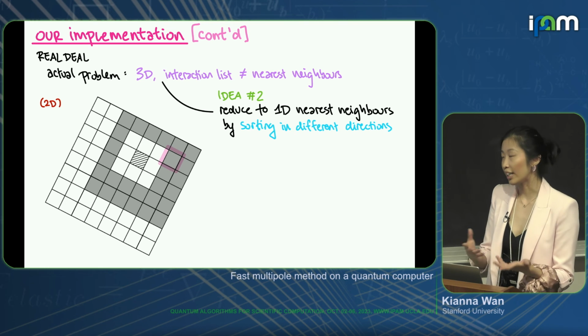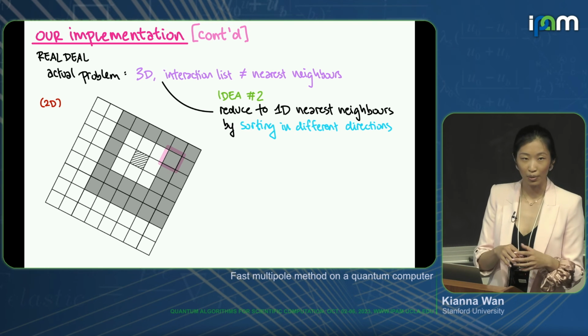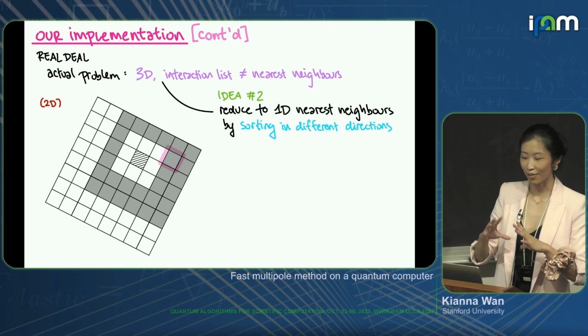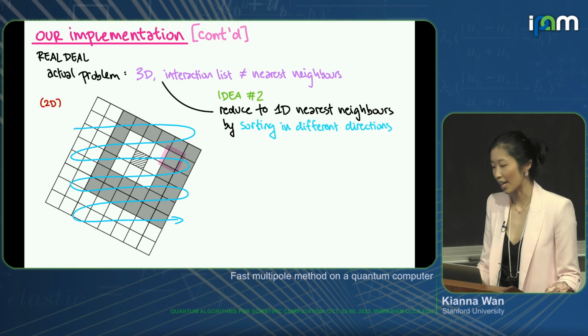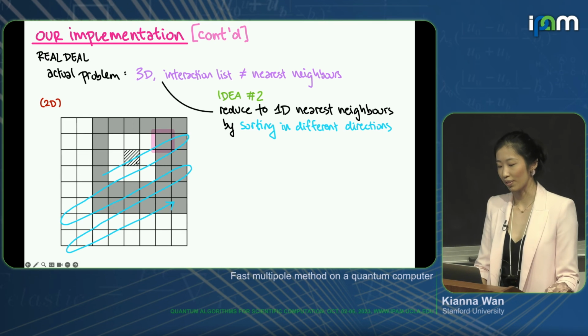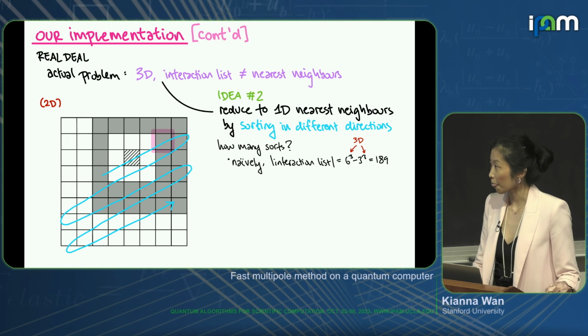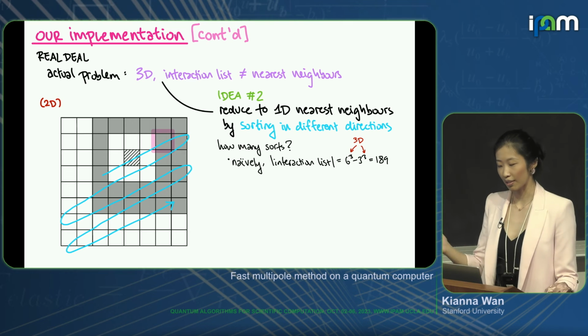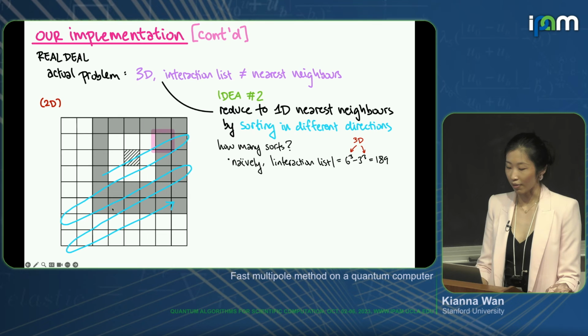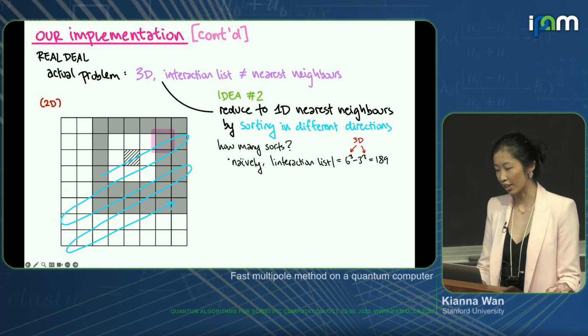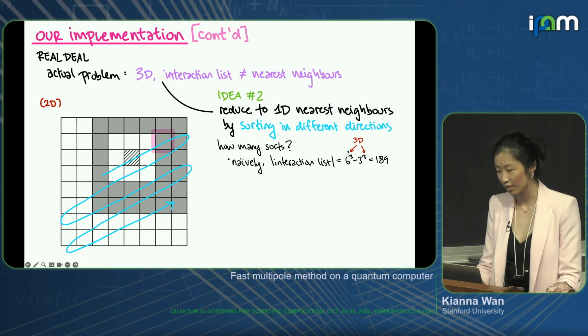So you can apply a linear transformation to all of your electron positions, which essentially has the effect of rotating your grid, and then you sort left to right, up to down, and this is equivalent to sorting like this. Okay, so you can ask, how many sorts do we have to do? Well, naively, we sort for every box in the interaction list. There's 189 of these in 3 dimensions.